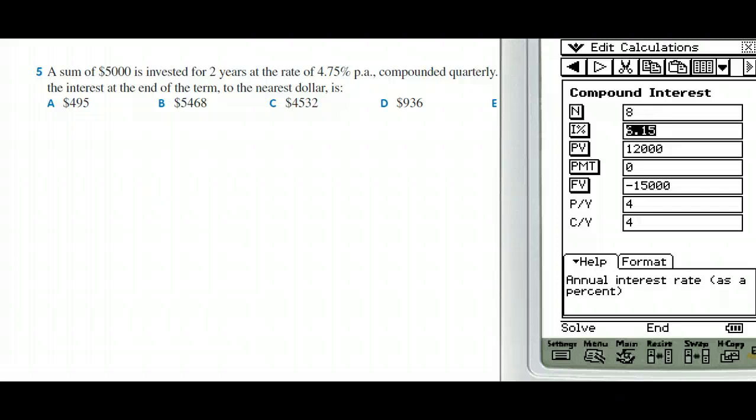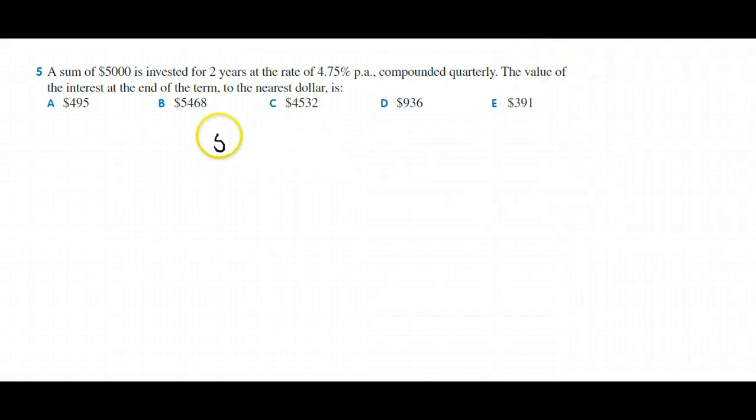And the interest rate is 4.75. The present value is 5,000. The payment is always 0. And the future value is what we're trying to calculate. And this is already set to 4 times per year, which is what we want for compounding quarterly. So we've just got to calculate FV, and it says it's going to be $5,495. So that's going to be the future value.